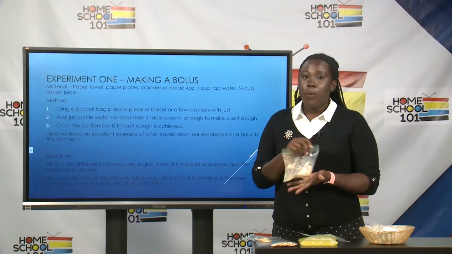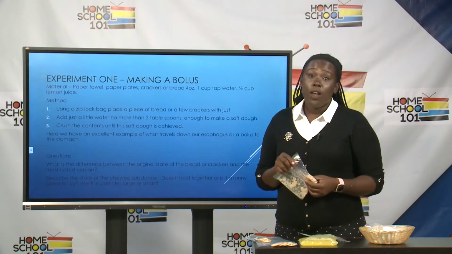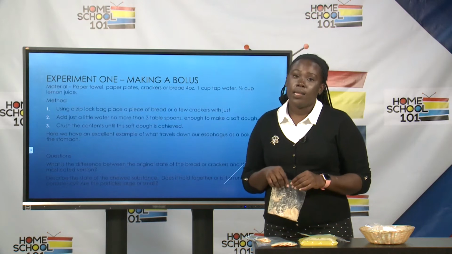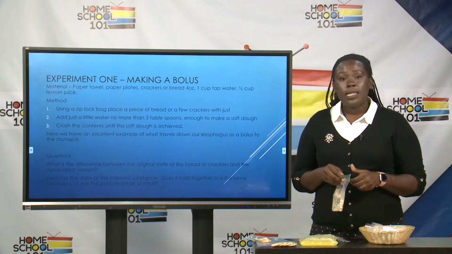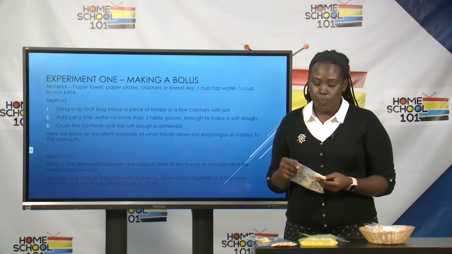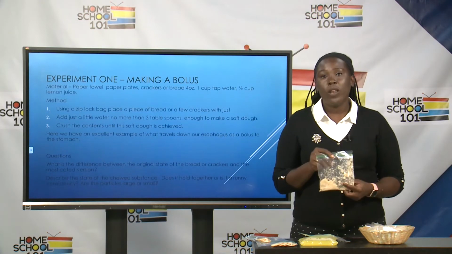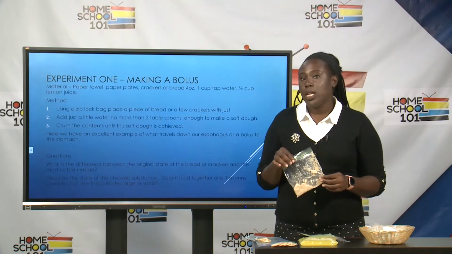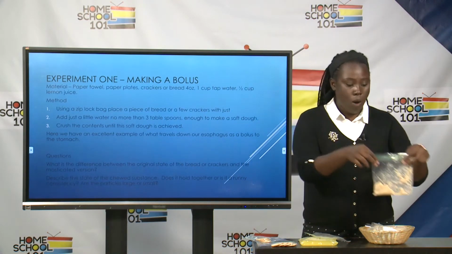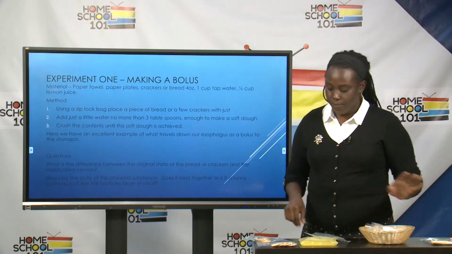Now, it's important for us to note that within the mouth, as we chew our food, our saliva contains an enzyme, which is called salivary amylase. And this enzyme works on cooked starches. It breaks it down, and that's the only form of chemical digestion that takes place in our mouth. We'll set our bolus aside.